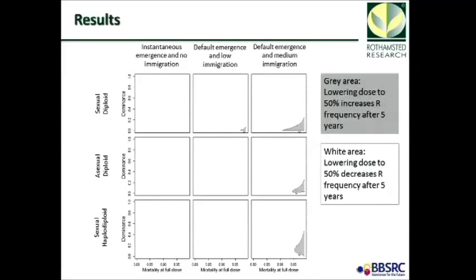And also, if you have no immigration and no emergence from your overwintering population, it will always be the case that lowering your dose will decrease the resistance frequency. So that suggests that the traditional reasoning is not necessarily wrong, but is not the whole story.